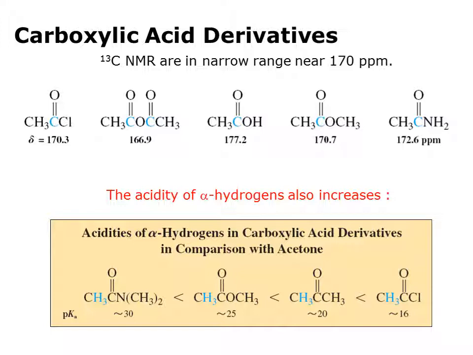Also looking at acidity of the alpha hydrogens in these molecules, we can see that they increase as we go to the right, as we go to more reactive compounds, acyl chlorides that we talked about, as well as noticing as we go to the left, we're dealing with electron donating groups that are going to decrease our acidity.